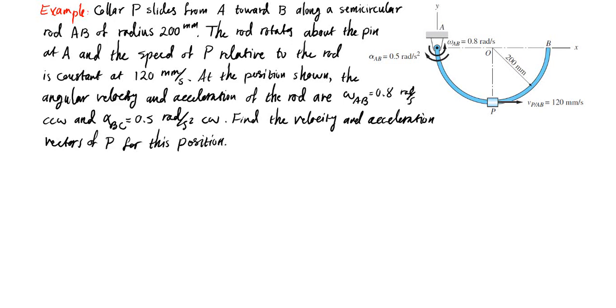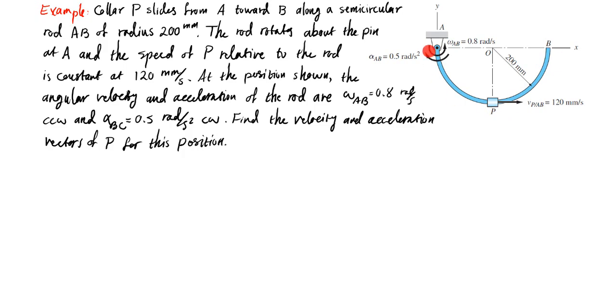All right. In this example, we have a collar P that slides along the semicircular rod. The rod is shown with AB, and it has a radius of 200 millimeters. Now we are told that the rod rotates about the pin A here, and we know the angular velocity and angular acceleration of this semicircular rod.